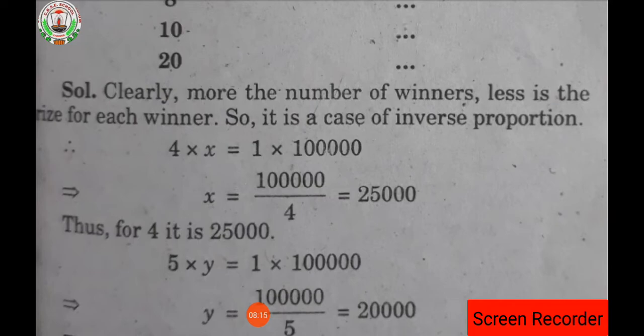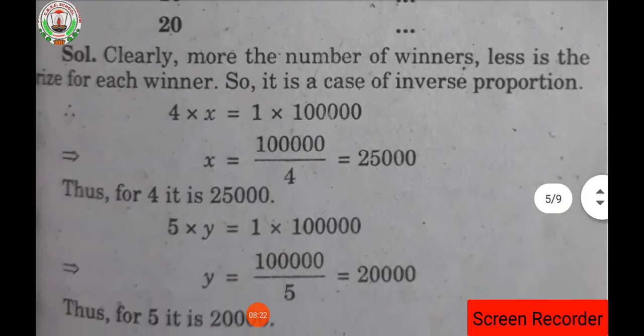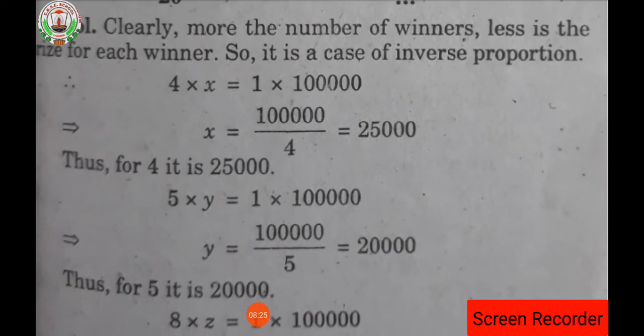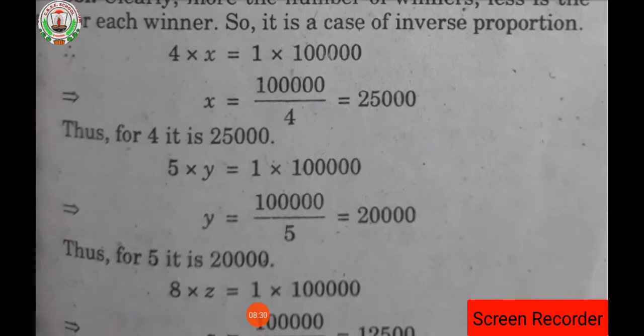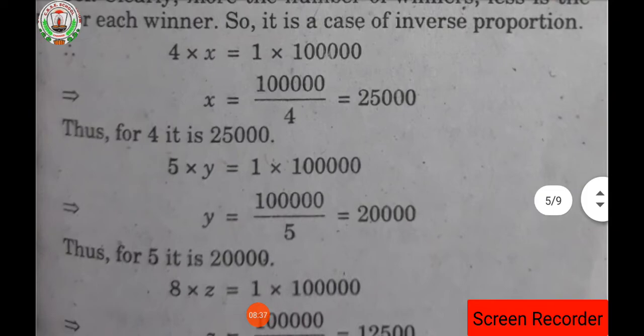Clear? Then the next question is, if the number of winners will be 5, then what will be the prize each of the 5 winners will get? So 5 into y is equal to 1 into 1 lakh. So for finding the value of y, 1 lakh will be divided by 5. So how much will it be? y is equal to 20,000. That means if the number of winners is 5, each member will get 20,000.